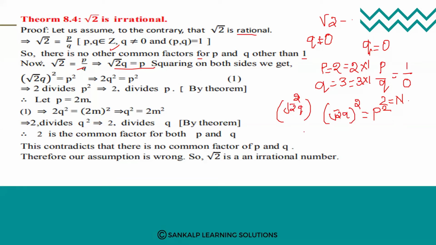Next step, tell me. If 2 divides P square, then 2 divides P by the theorem, right? Squaring root 2 means what? Root 2 into root 2. It will become 2. Okay. Therefore, 2Q square is equal to P square. 2 divides P square, then 2 divides P. Okay, by the theorem. Now we'll take P is equal to 2M. M may be any constant. Okay, P is equal to 2M.